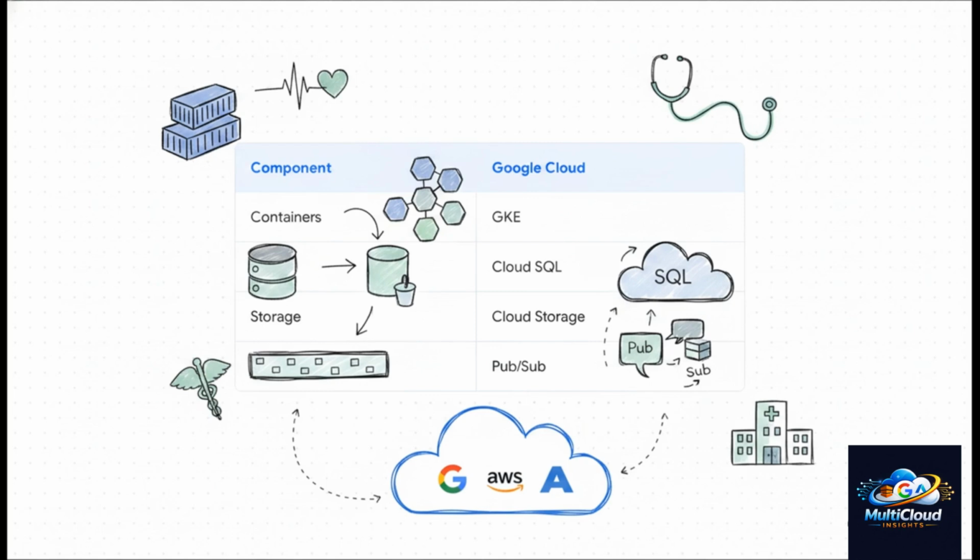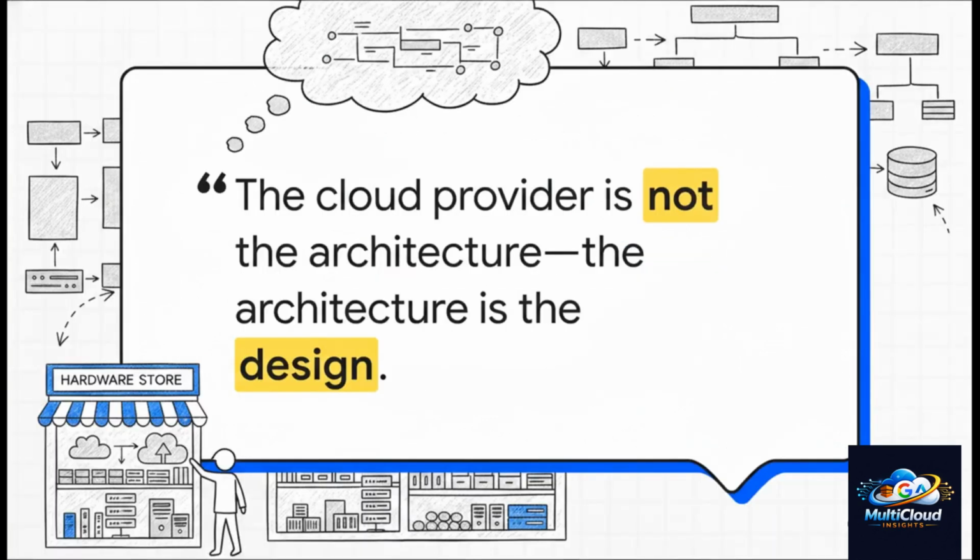But hey, keep in mind, you could build this exact same layout on AWS or Azure using their equivalent managed services. The logic doesn't change. And that actually brings me to a massive mindset shift. The cloud provider is not the architecture. The architecture is the design. This is a huge takeaway for any enterprise architect out there. Your design holds true regardless of the vendor you end up choosing. You are the one designing the logic, the flow, and the boundaries. The cloud provider, that's just the hardware store where you go to buy your materials.